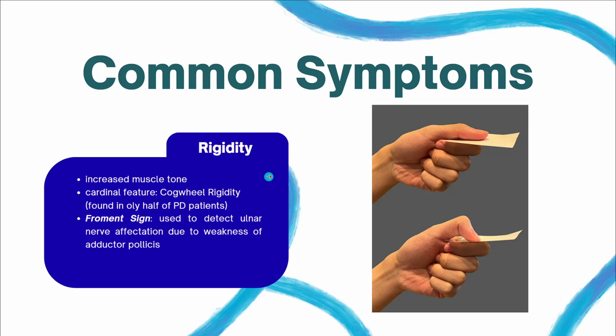Next, we have rigidity. So here, rigidity just means a rigid muscle, an increased muscle tone. And a cardinal feature, which is similar to the prominent feature, is that it's a cogwheel rigidity. This connects to the lack of fluidity in movement. For example, a patient with Parkinson's would, instead of just stretching their arm out, first flex their shoulder, extend their elbow, extend their wrist.